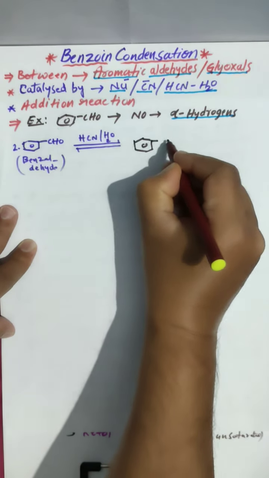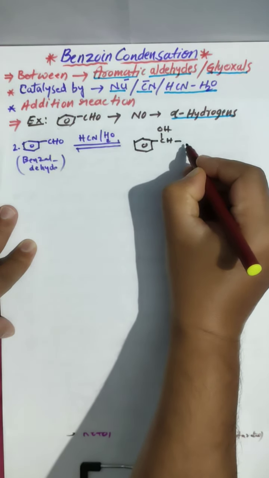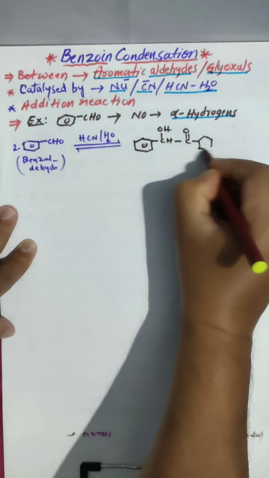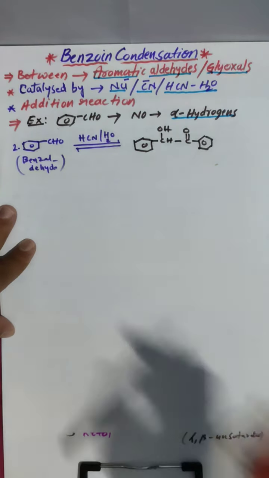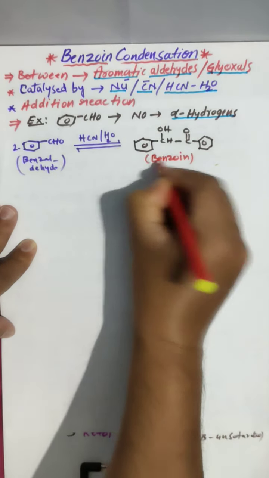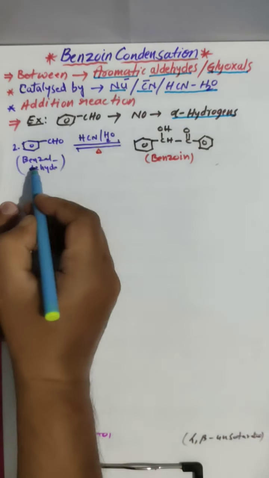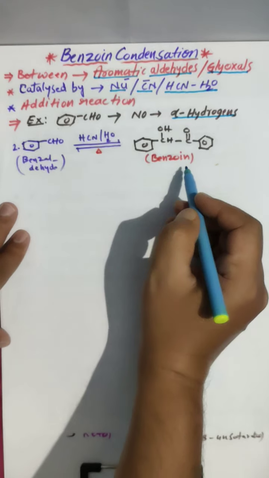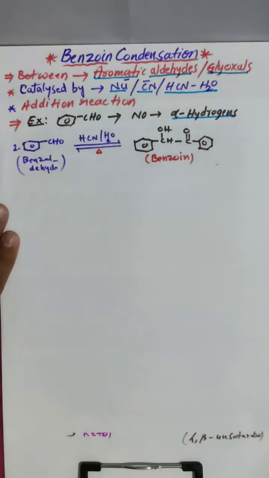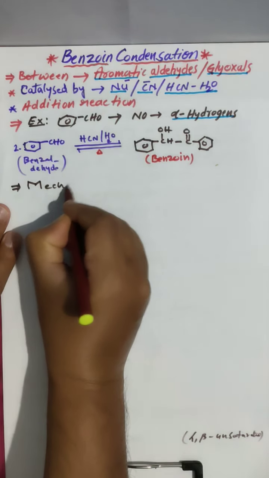Here you have CH, OH bond, C double bond O, and another benzene ring. This is what we call benzoin. Here we have to heat. So benzaldehyde is converted to benzoin. Very simple reaction with no alpha hydrogen. But how did we get the product? I am explaining this with the help of the mechanism.